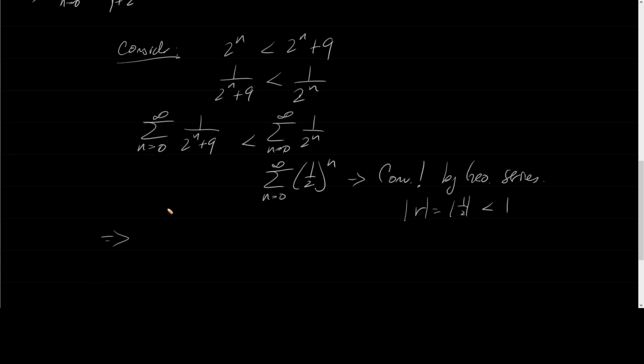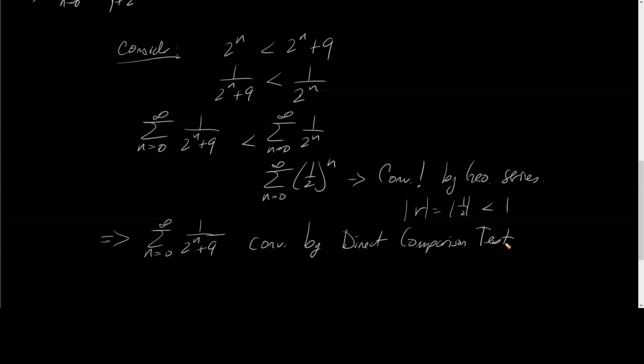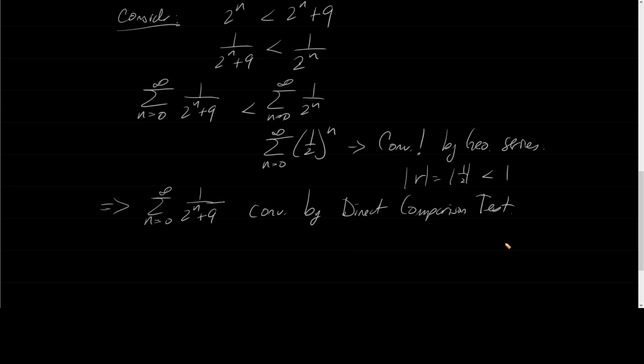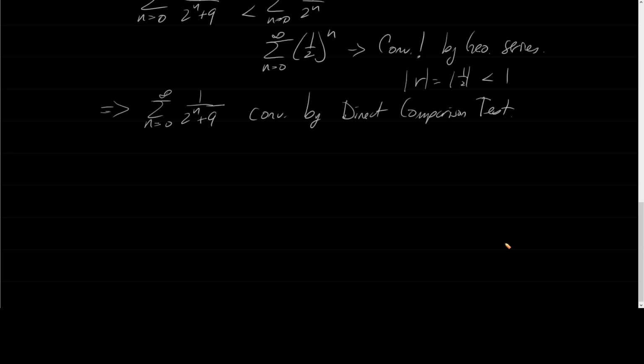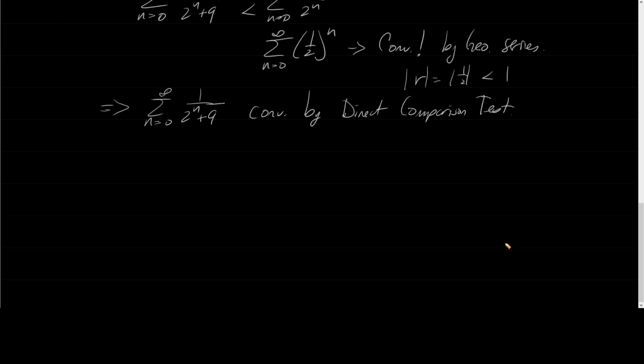This implies, by the direct comparison test, that the series that we care about, the series of 1 over 2 to the n plus 9, converges by the direct comparison test. Remember, we always want to say what test we were using when we figured out whether it converged or diverged. All right, so let's look at another one.